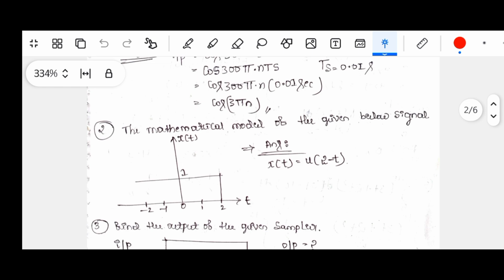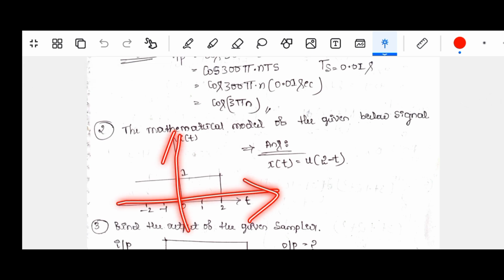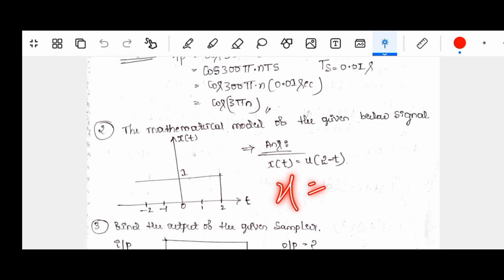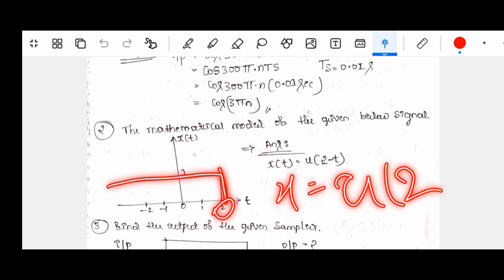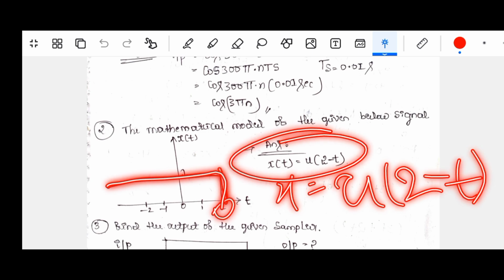Find out the mathematical model. It is the t axis and it is the x of t axis. Here it is A, therefore x of t is equal to, starting from 2, plus. Therefore u of, it is starting from the positive side at 2. It is moving towards the negative side, minus t. So it is the answer.